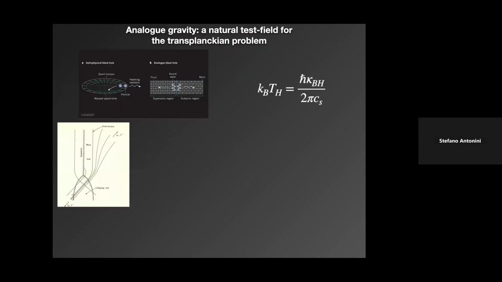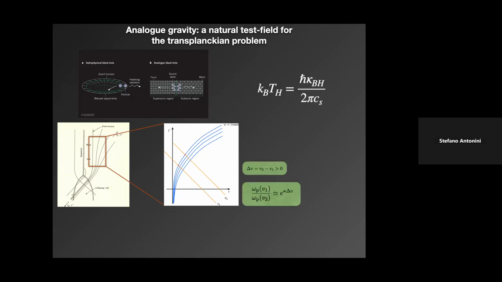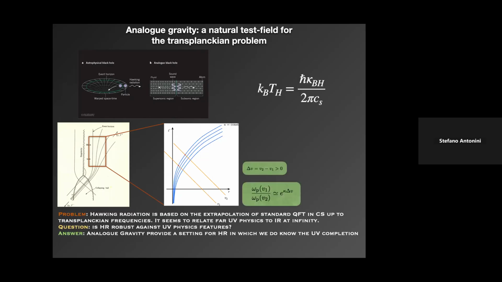Let me go back to analog gravity. So now the question was, okay, but I haven't modified the dispersion relation. How does this modify things? Doesn't this modify the Hawking radiation? Is Hawking radiation robust with respect to ultraviolet physics? And why were people worried? The two people that at the time were most able to pinpoint this problem were Bill Unruh and Ted Jacobson. And the problem is the so-called trans-Planckian problem.